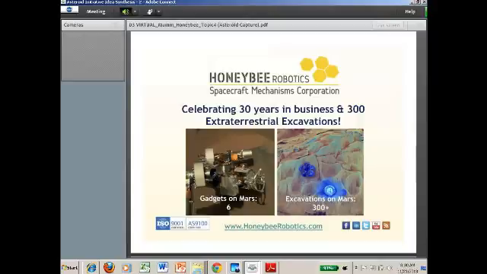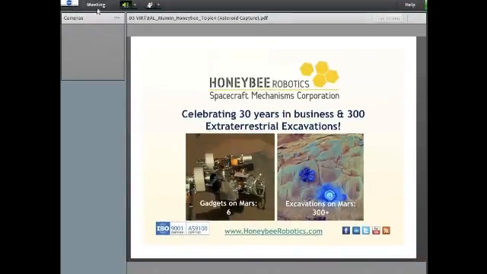So for those who aren't familiar with Honeybee Robotics, we're a small spacecraft mechanisms company. We've contributed multiple mechanisms, most notably to the Mars program. So we've been on Mars exploration rovers, where we contributed rock abrasion tools, which are featured in this chart here. We had hardware on Mars Phoenix lander and 2 instruments on our subsystems on Mars Science Lab's Curiosity rover.